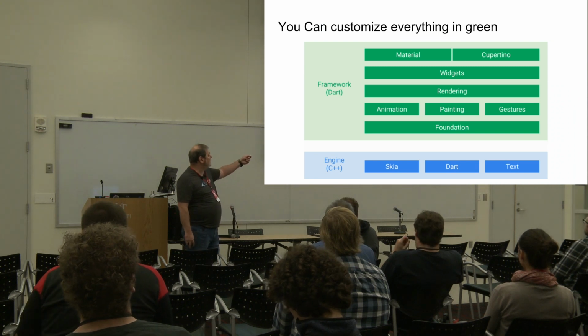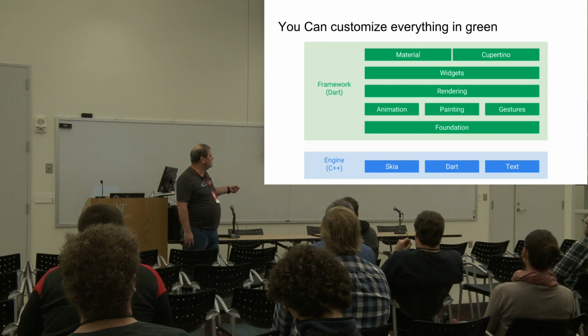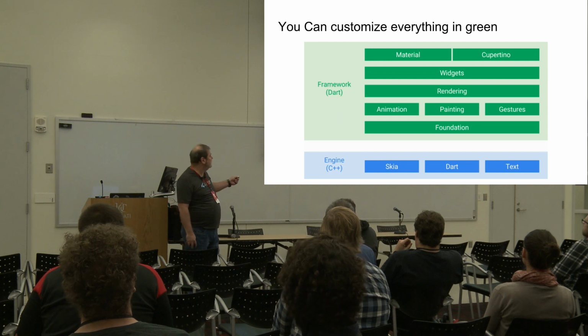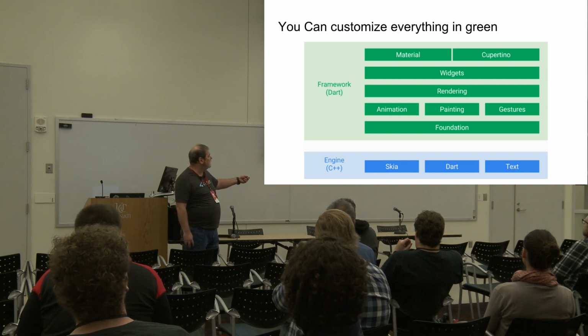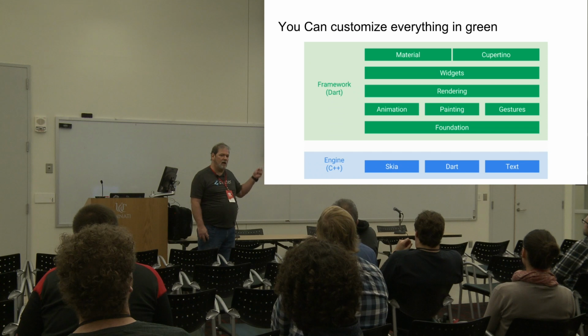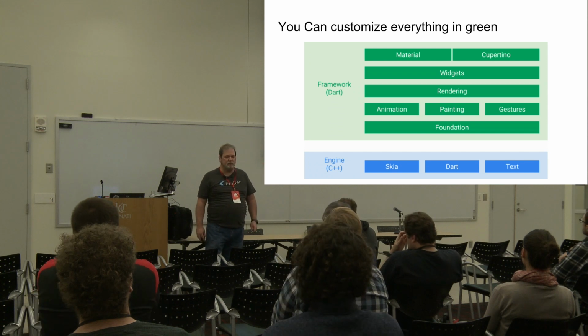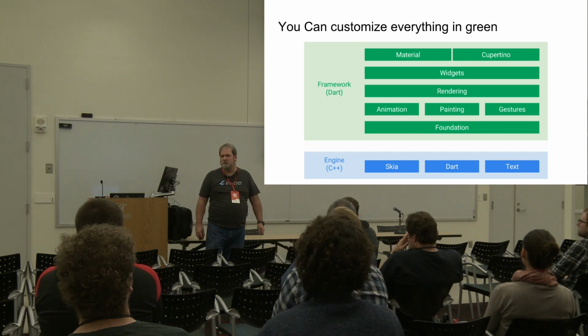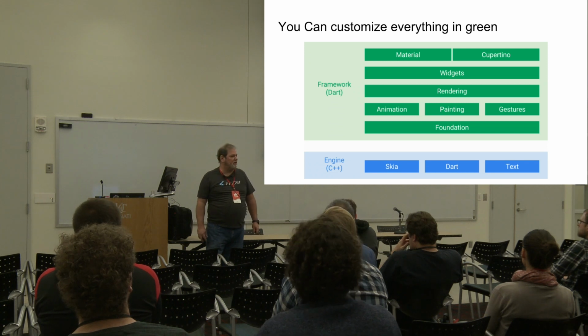And you can customize everything here in green. This is all Dart. The engine's C++. Dealing with text is a real bear. Skia is the graphics engine that is drawing to the OpenGL canvas. Foundation, all of your animation, painting, gesture handling, rendering, widgets, Material UI elements, Cupertino, human interface. Customizable, every single bit of it.